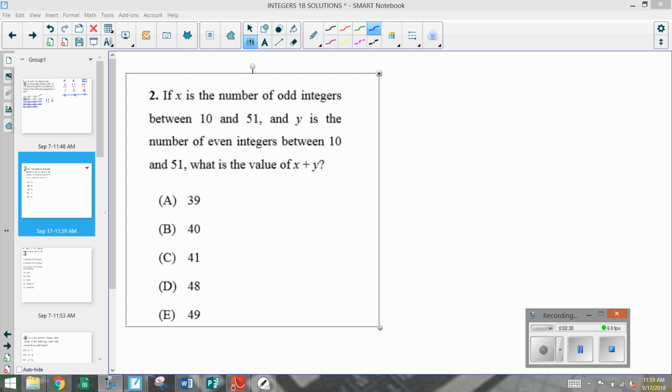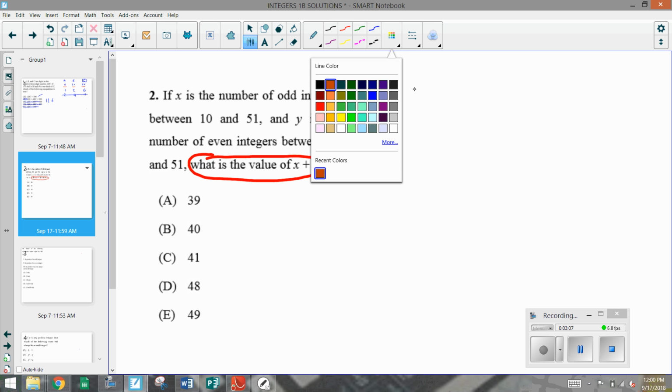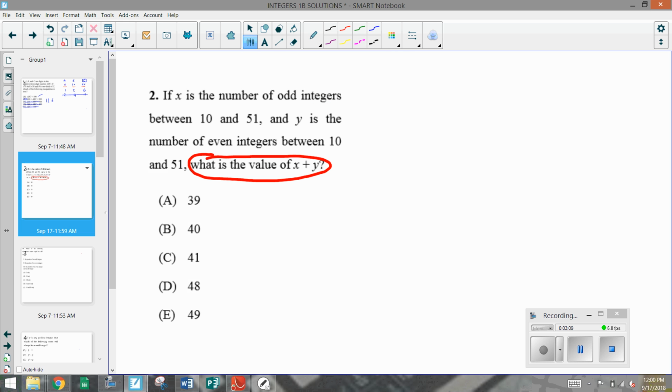If x is the number of odd integers between 10 and 51, and y is the number of even integers between 10 and 51, what is the value of x plus y? First, we're going to circle the question. So what is x? The number of odd integers in between 10 and 51. How many? Let me write it down. How many odd integers in between 10 and 51?